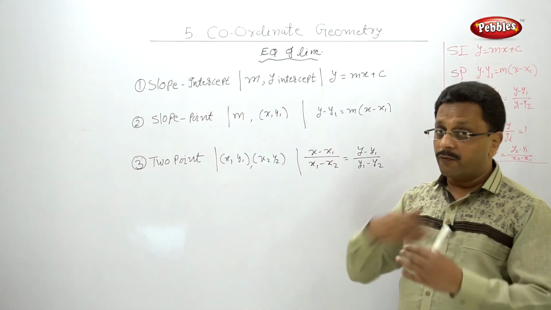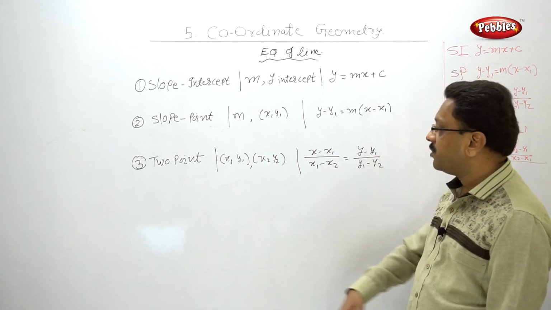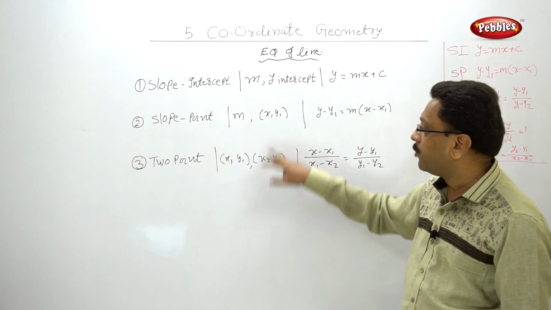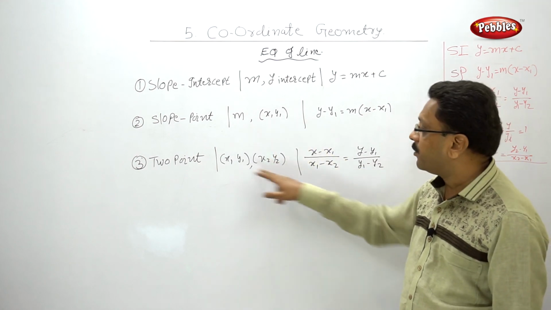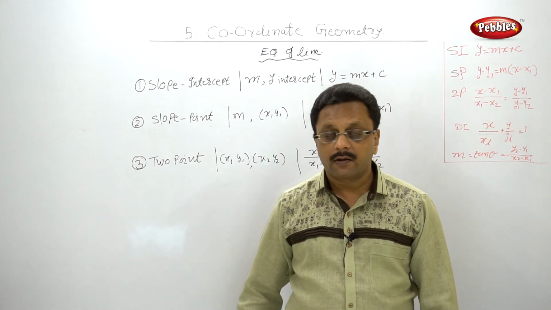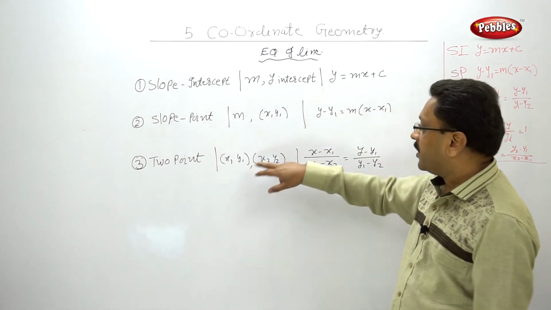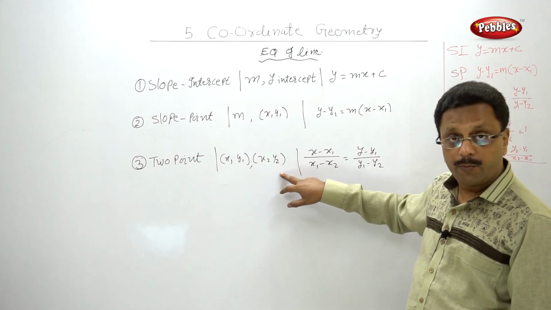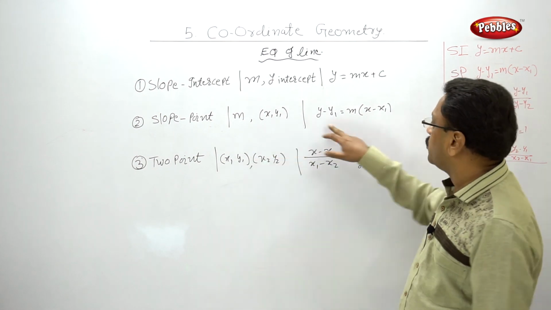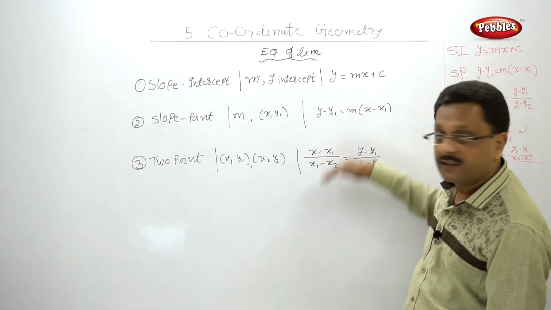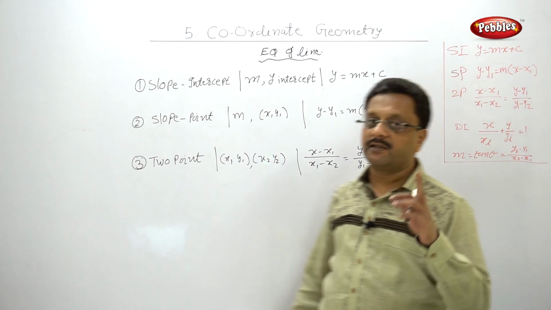Now variation. Variation means you know that you have 2 points, so you can take any one point and find out the slope by this method, y2 minus y1 upon x2 minus x1, correct? So when from these 2 points you can find out slope, take any one point and use this formula, it doesn't matter, it is one and the same. By both the methods you will get the same answer.